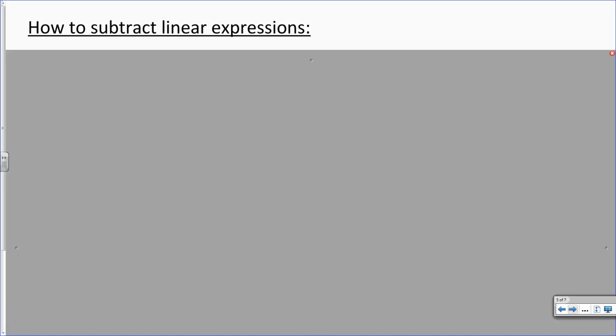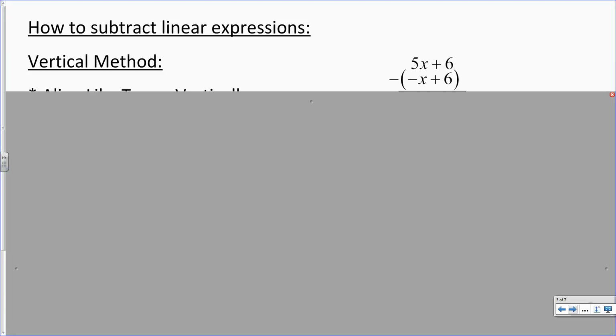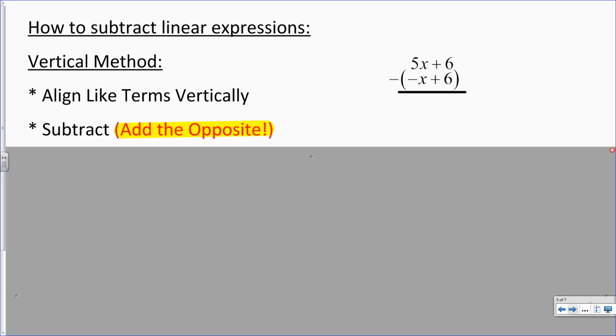Let's look now at how to subtract linear expressions. Again, there are two methods. There's a vertical method, and with the vertical method you align them, but then you have to, as it says here, add the opposite. In other words, bring that negative through. So instead of subtracting, you're going to add the opposite of each thing. So the opposite of a negative x is a positive x. The opposite of a positive 6 is a negative 6. And now you're just going to add straight down.